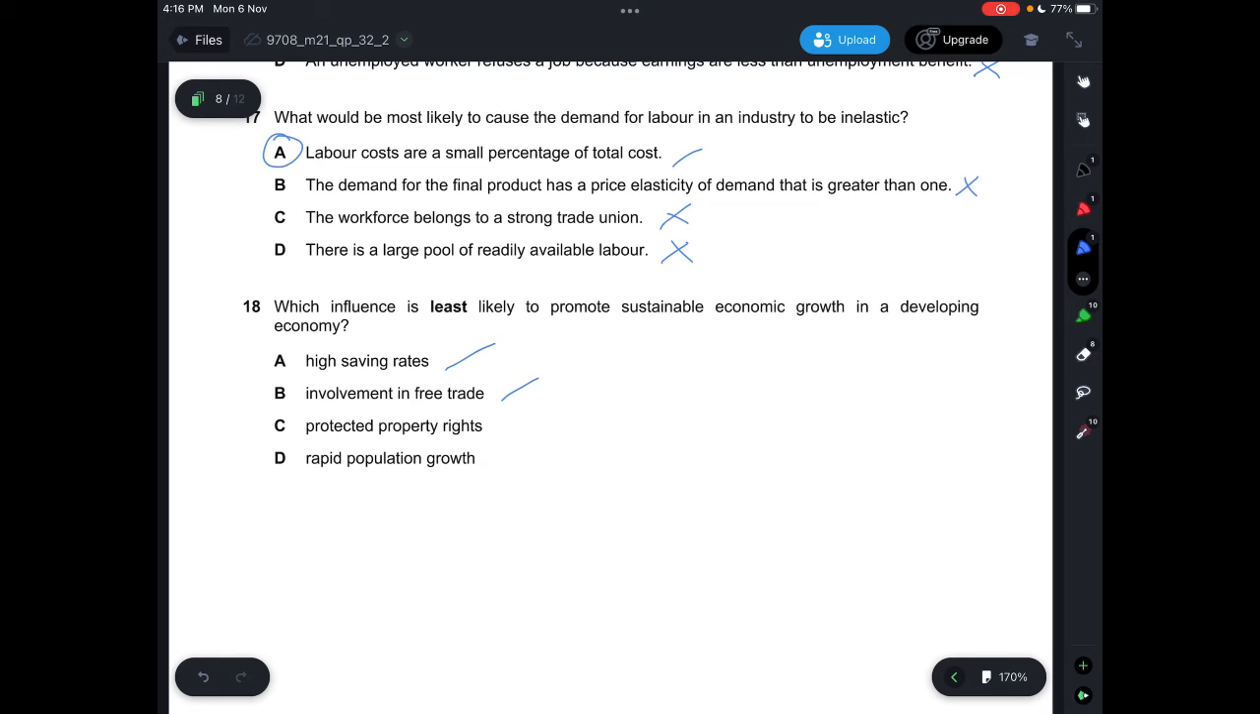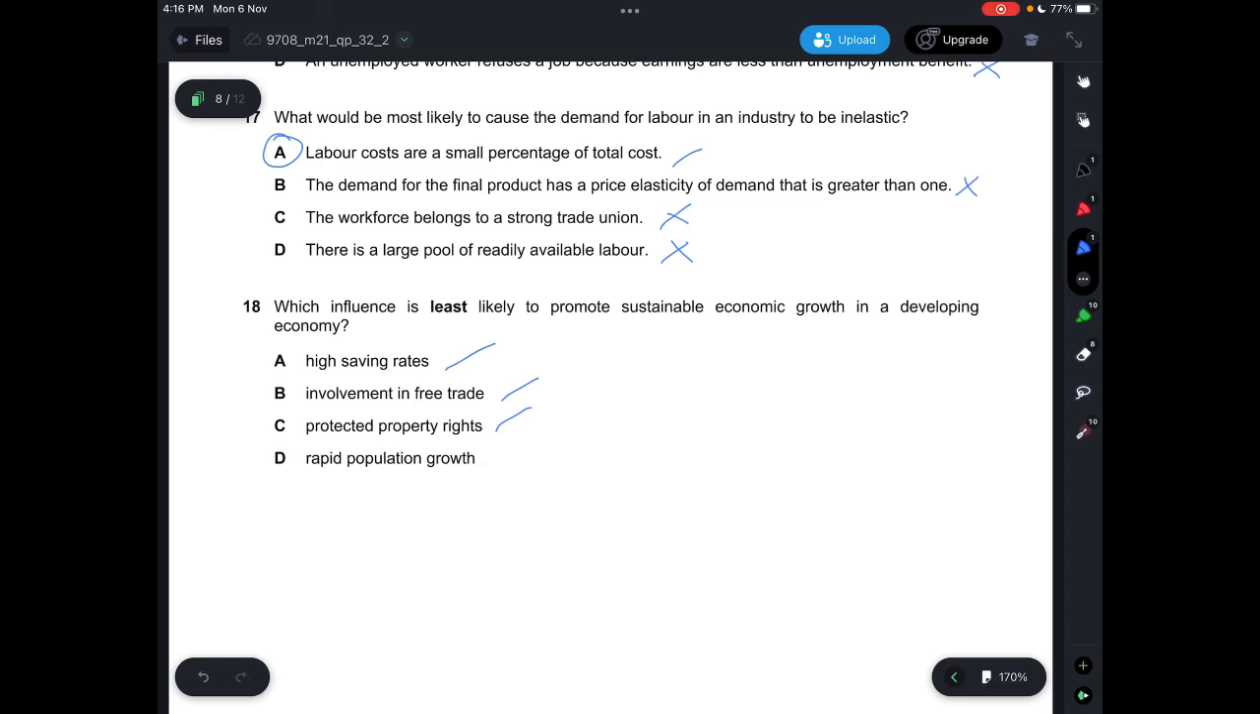And C says protected property rights, so it would prevent smoke from coming out of the factory at that particular location, because the person who owns the land does not want that to happen. So this will reduce pollution, resulting in sustainable economic growth. Does not result in water pollution, air pollution, all those.